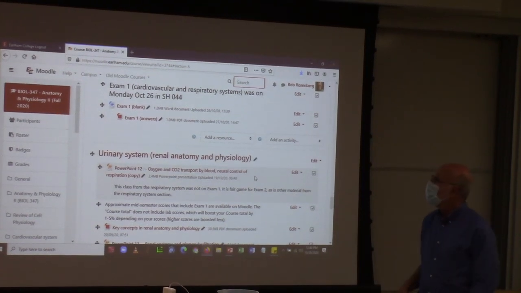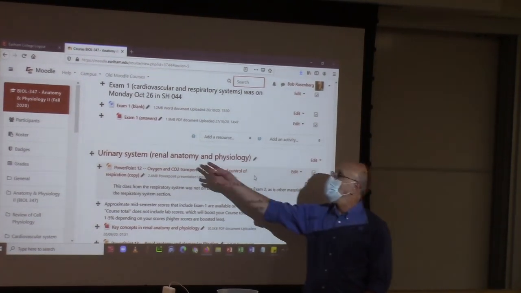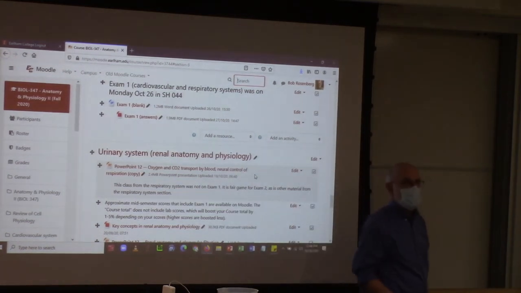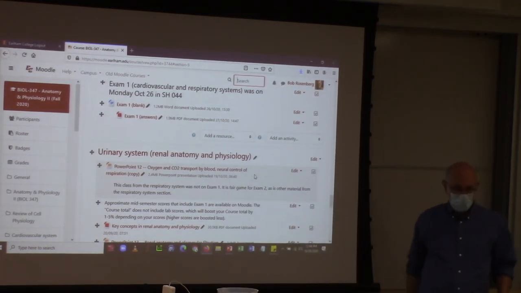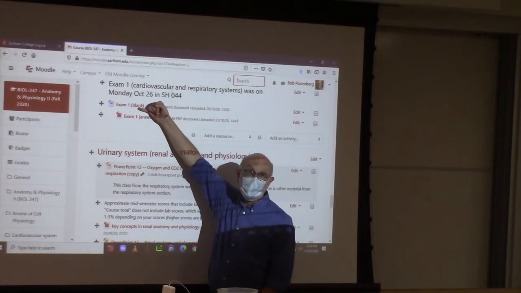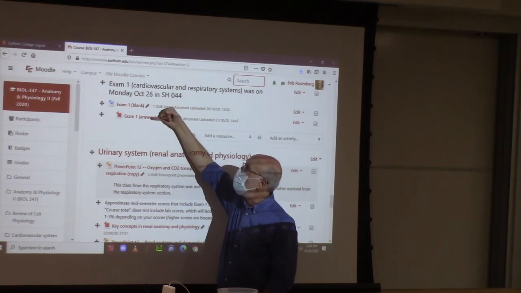Kidneys. We're going to be studying renal anatomy and physiology, sometimes called the urinary system. So we'll be making a big transition. Just want to point out that the first exam is on Moodle, as are my answers.